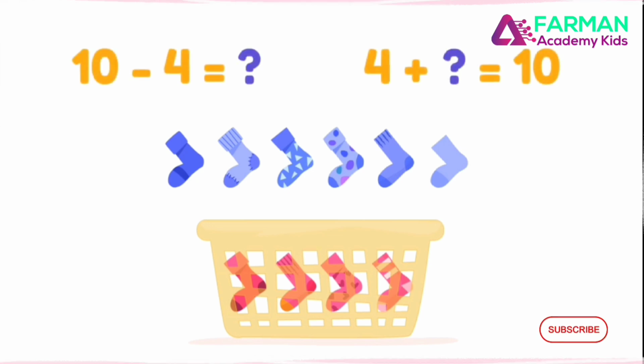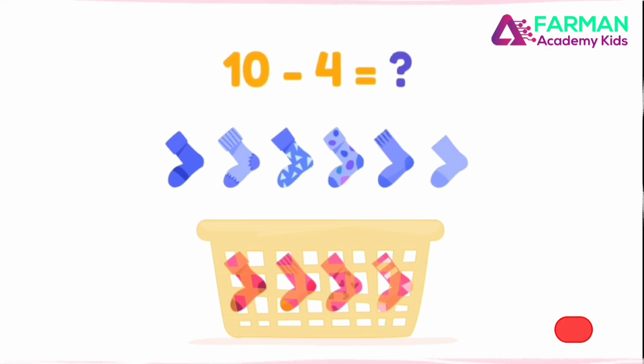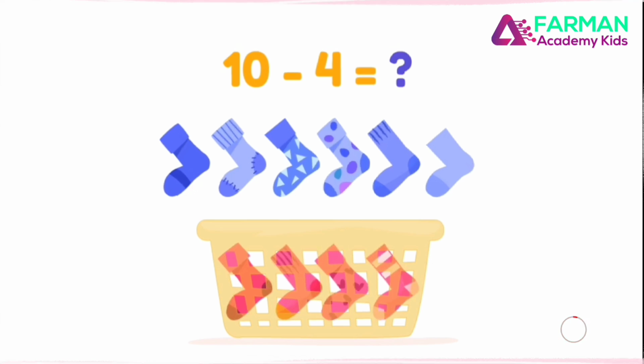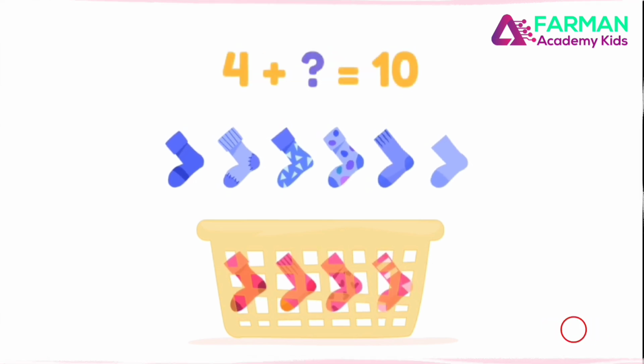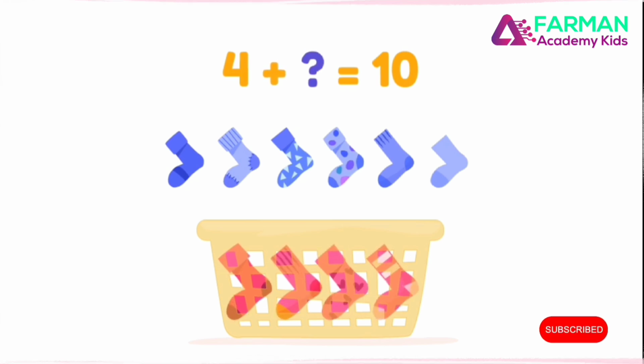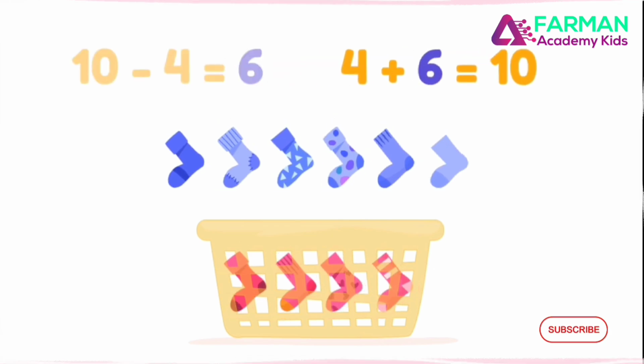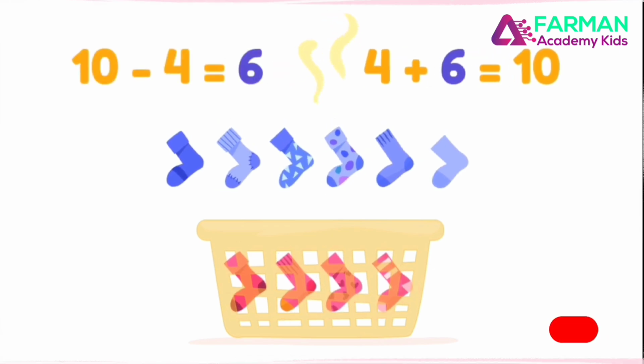Here's 2 ways to figure it out. We can use subtraction. 10 minus 4 is 6. Or I can use addition. 4 plus what equals 10? 4 plus 6 equals 10. So there are still 6 stinky socks. Whew! Pew!